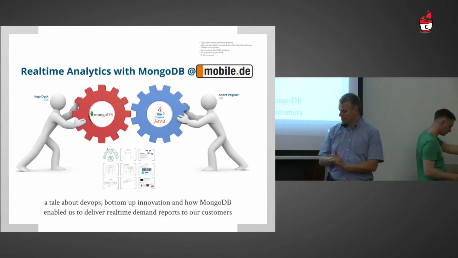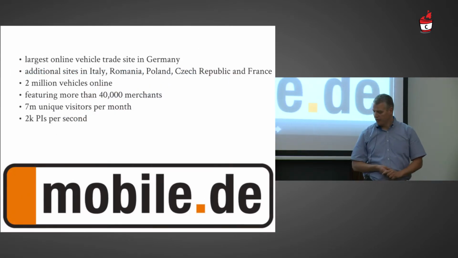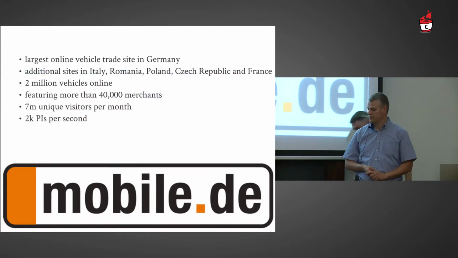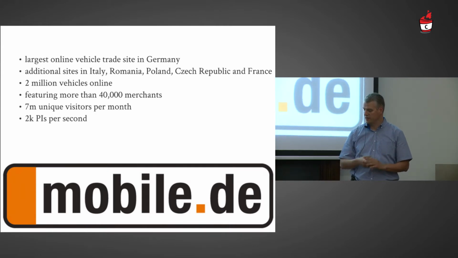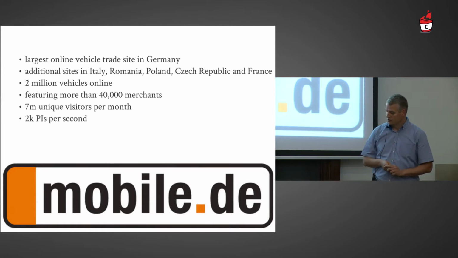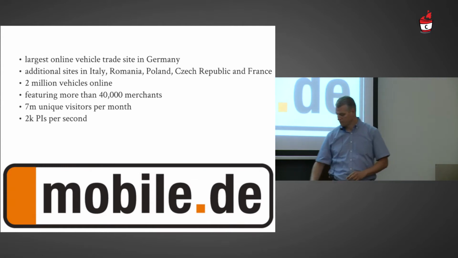So let us start with introducing ourselves a little bit. We are from mobile.de. Our office is in Berlin. We are a vehicle trade site, the market leader in Germany. We also have a Polish site. We currently have about 7 million unique visitors per month and 2,000 page impressions per second, so that's the environment we are talking about.